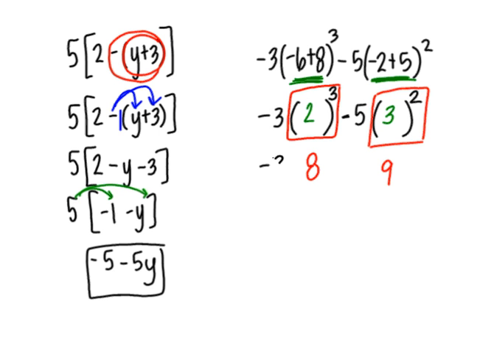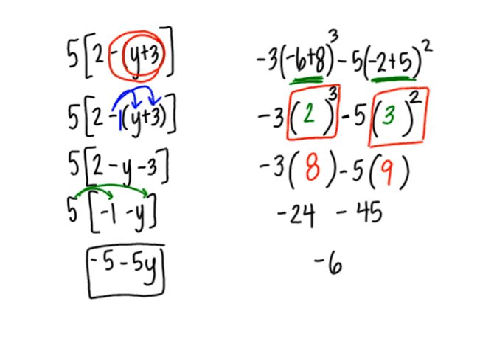Recopying the rest of the problem, I have negative 3 times that 8, negative 5 times that 9. Multiplying, I would get a negative 24 minus 5 times 9 is 45. These have the same sign, so I'm going to add them, and I get a negative 69.